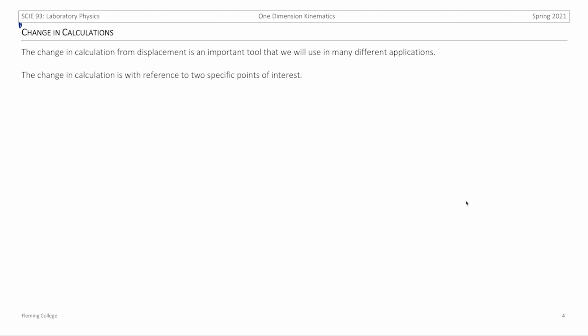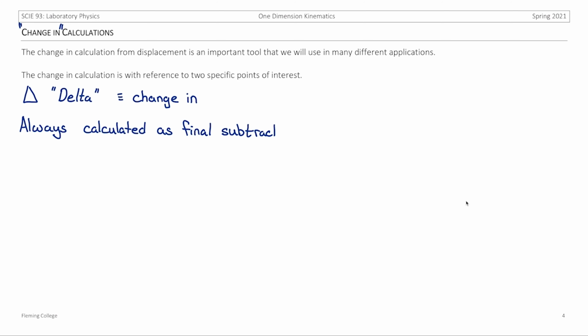So the change in calculation from displacement is an important tool, and we're going to use it with many of the quantities in kinematics. Whenever we have 2 or more points, we can consider a change in between those 2 points of interest. That little triangle symbol is actually the Greek letter delta, and that represents our change in. That calculation will always be calculated as whatever the final value is, subtract the initial value.